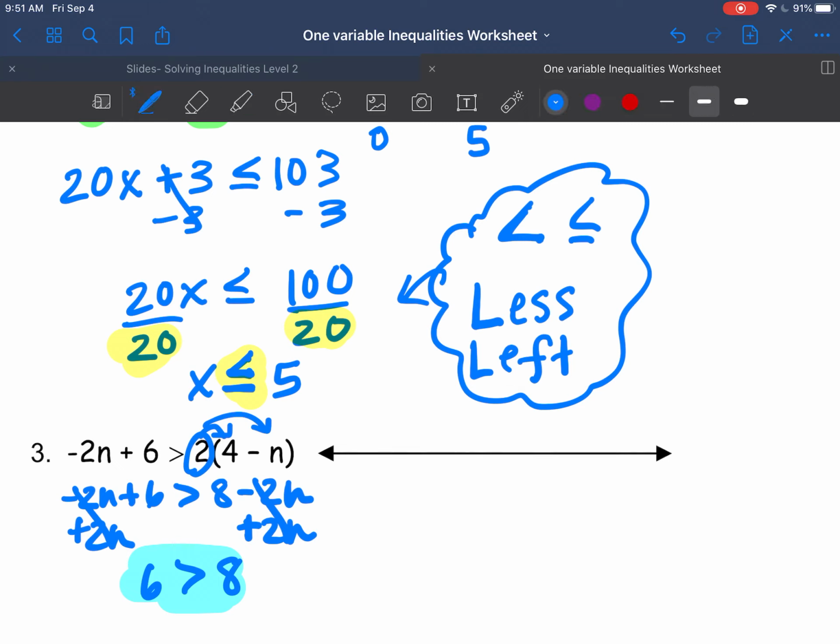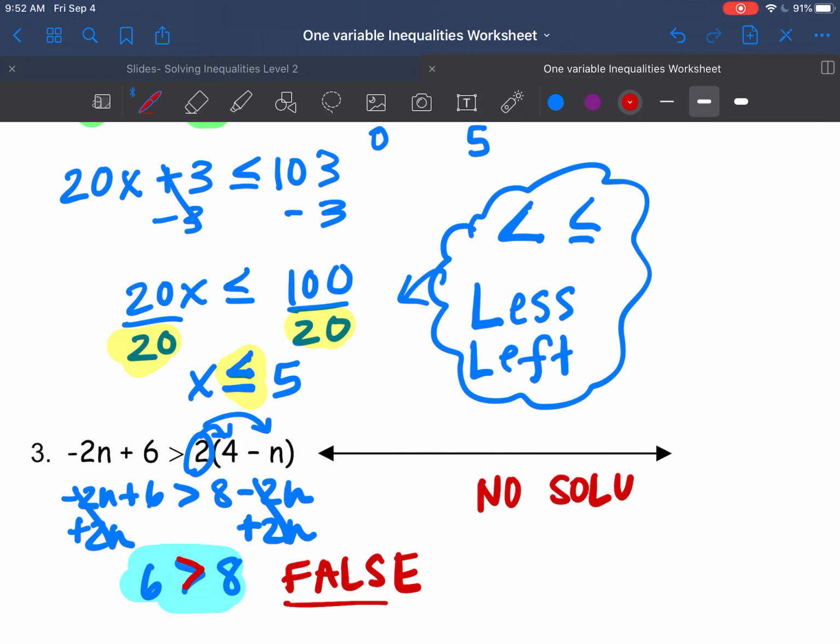Our variables dropped out, so this is one of our special cases. And since this is false, 6 is not greater than 8. The alligator should never be facing the smaller number. So if that's the case, it is false. And then we say no solution. If it were true, we would say infinite solutions. So we can't graph anything.